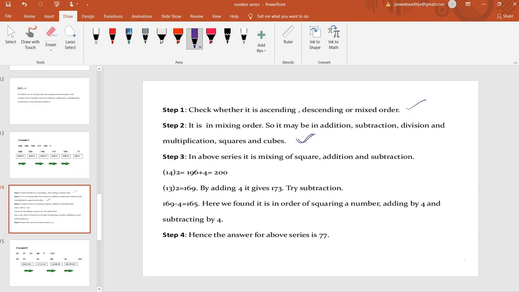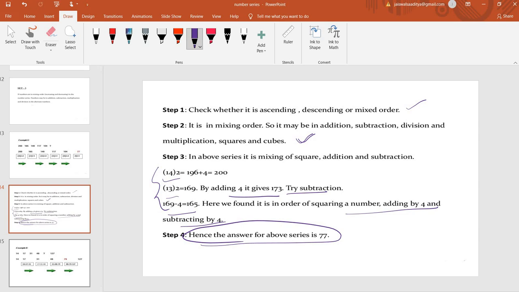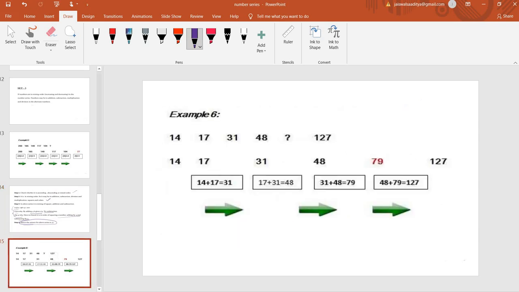In the above series, these things come: 14 square plus 4 gives 200, 13 square minus 4 is 169 minus 4, equal to 165. By adding 4, it gives 173. By subtraction, we got 164. So we found the general sequence, and at the end we got the answer. Correct. So this is example number 6 of set 3 number series.